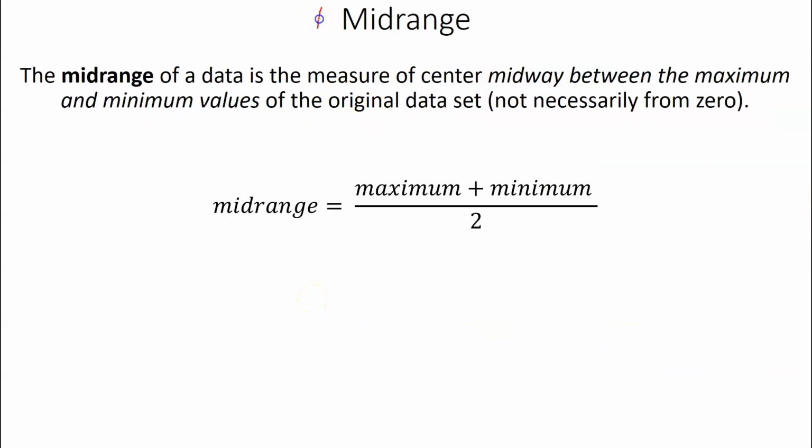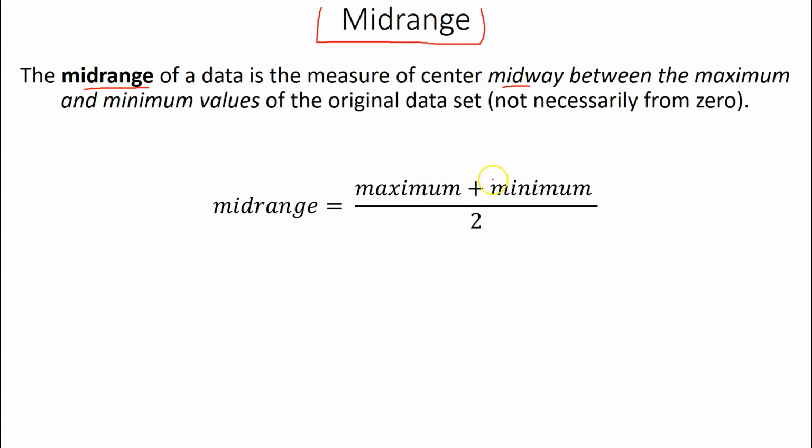Now here's another measurement that you haven't heard of. So mean, median, and mode you've heard of. There's another measure of the center here. This is referred to as the mid-range. The mid-range of data is the measure of center midway, thus the name, between the maximum and the minimum. So you simply take the biggest number, add it to the smallest number, and divide by 2. It's always going to be a 2 because you always do this.